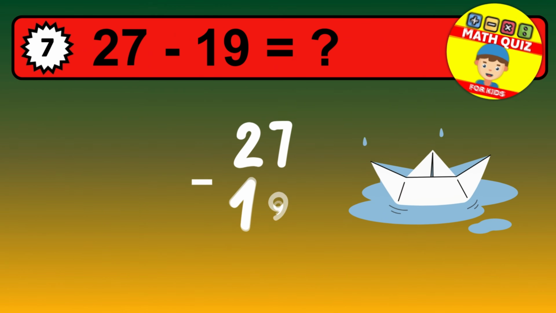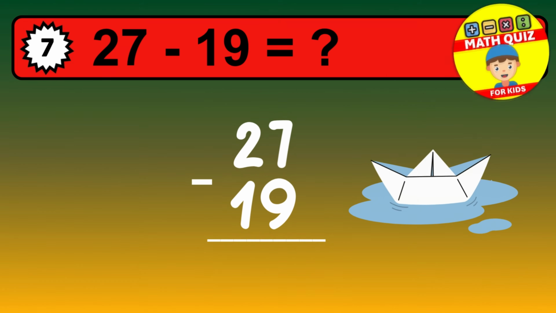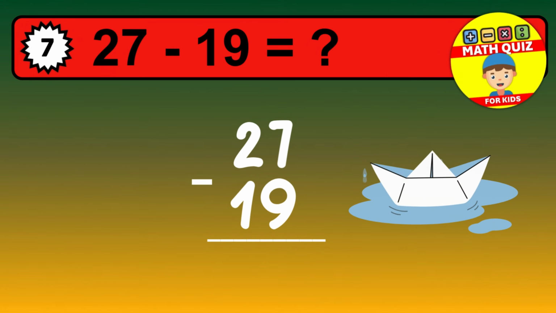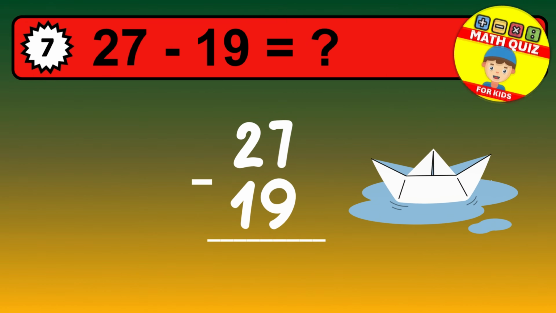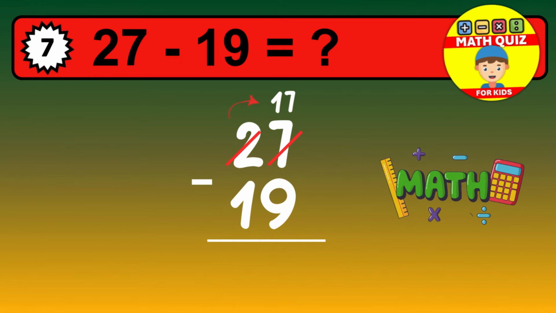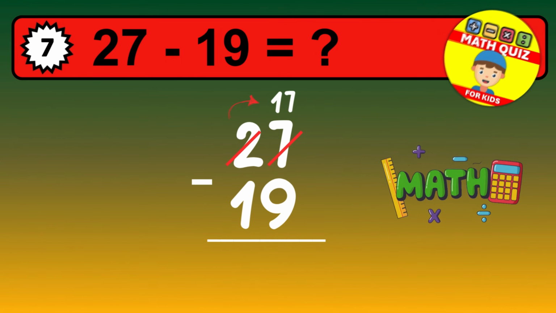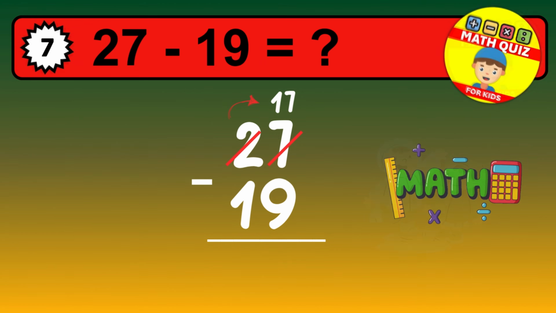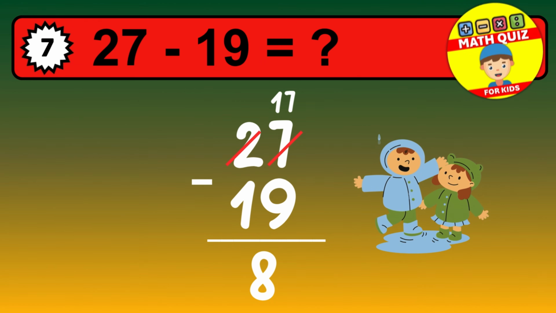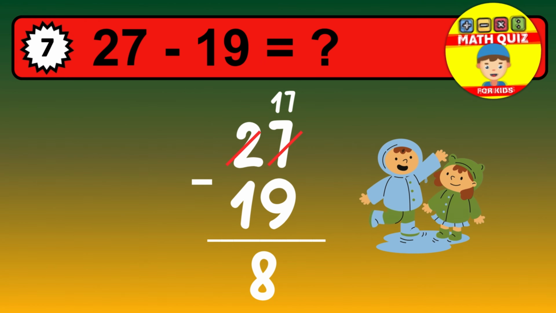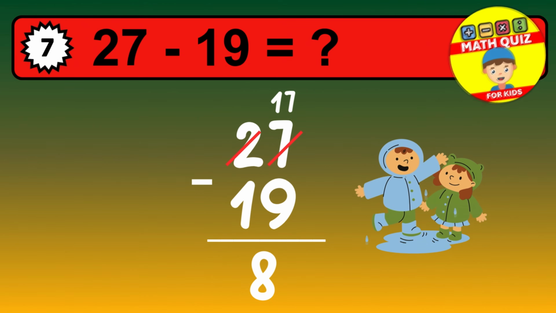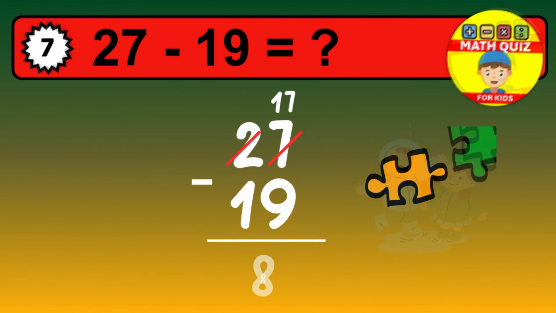Let's solve this step by step. We start with the units. 7 minus 9 is not possible, so we need to regroup. We take 1 ten from the tens column. Now we have 1 ten, and the units become 17. Now we subtract. 17 minus 9 is 8. Then we go to the tens. 1 minus 1 is 0. The final answer is 8.